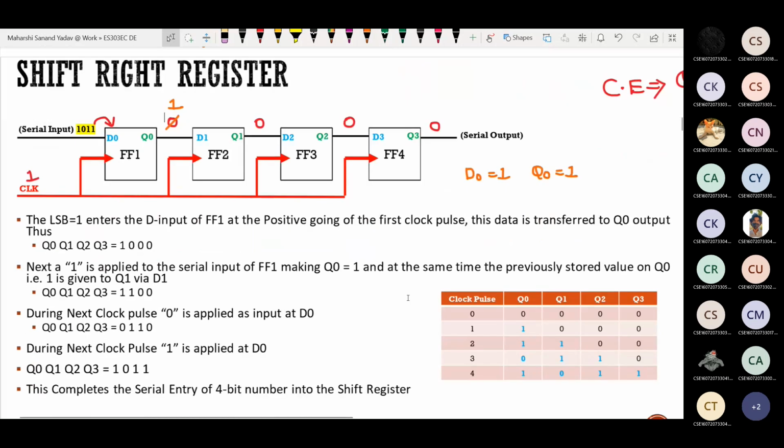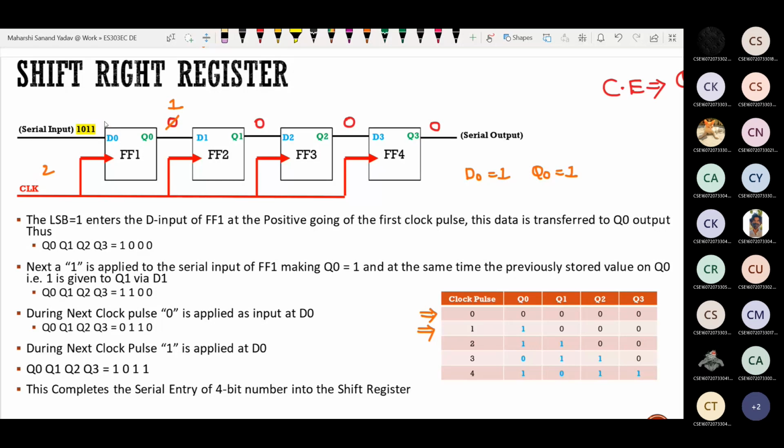You can observe here in this diagram. Initially, when the 0th clock pulse is applied, all are zeros. When the first clock pulse is applied, you are applying the least significant bit to D0. So D0 will be given to the output Q0, so that now the content is 1, 0, 0, 0. Now tell me what will happen when you apply the next clock pulse, changing 1 to 2.